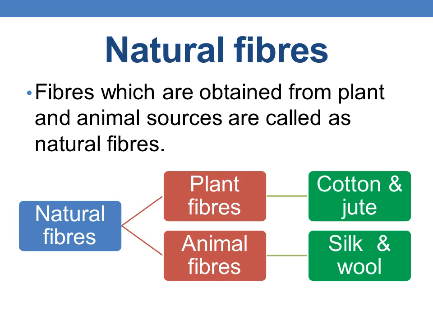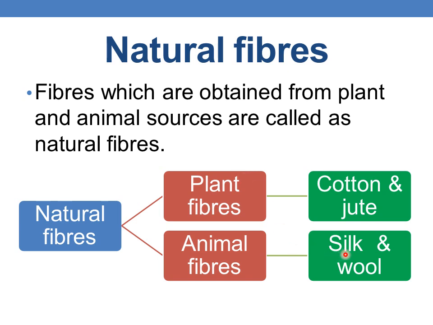What are natural fibers? Fibers which are obtained from plant and animal sources are called natural fibers. Fibers that are obtained from plants are called plant fibers. Fibers that are obtained from animals are called animal fibers. For example, cotton and jute are obtained from plants and we call them plant fibers.